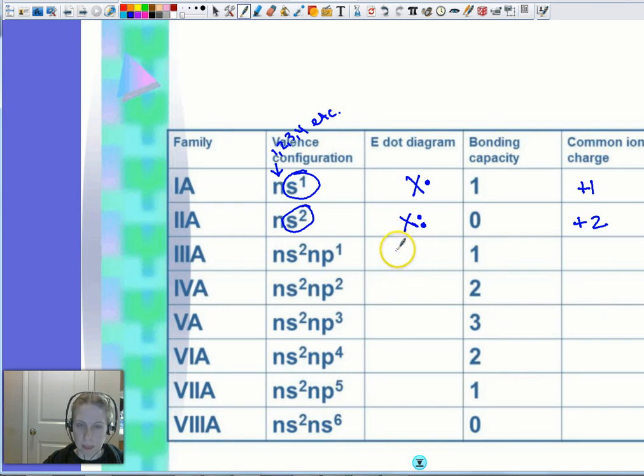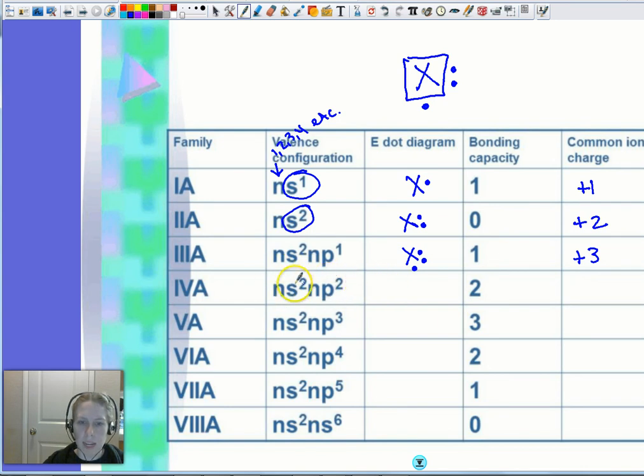Now for those in column 3A, that would be like boron. Our X, we're going to take our 2 electrons and pair them up to represent our S2. And then we have one more, and we're going to put that on the next area. And we can imagine that this is like a box around our chemical symbol. So on this side we add 2, then we're going to do 1. And these like to give up all 3 electrons still.